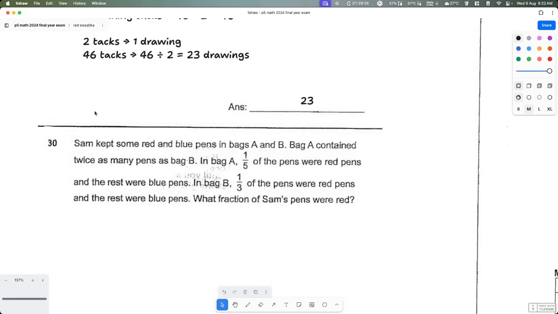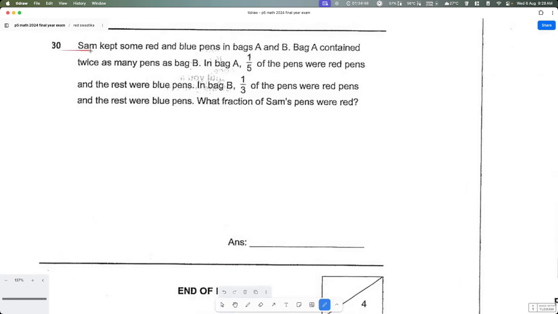To the last question, number 30. Sam kept some red pens and blue pens in bag A and bag B. Bag A contained twice as many pens as bag B. In bag A, 1/5 of the pens were red and the rest were blue. In bag B, 1/3 of the pens were red and the rest were blue. What fraction of Sam's pens were red?